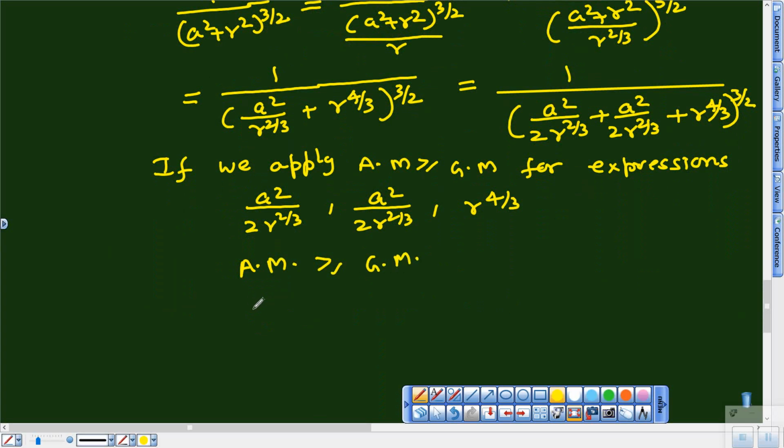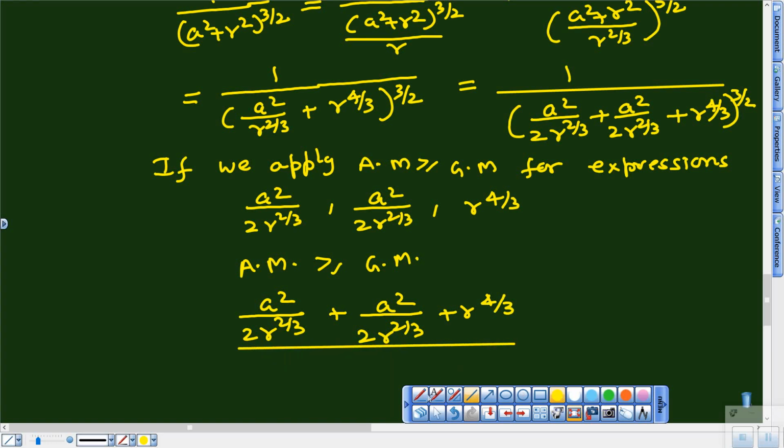That is why we have a square upon 2r raised to the power 2 by 3 plus a square upon 2r raised to the power 2 by 3 plus r raised to the power 4 by 3 upon 3. After all, we are taking the arithmetic mean of three numbers. Is greater than or equal to the geometric mean, product of them all. So that is a square by 2r raised to the power 2 by 3 into a square by 2r raised to the power 2 by 3.